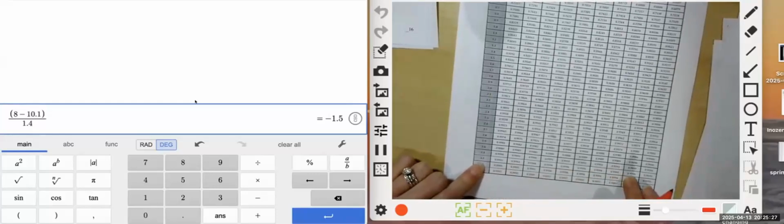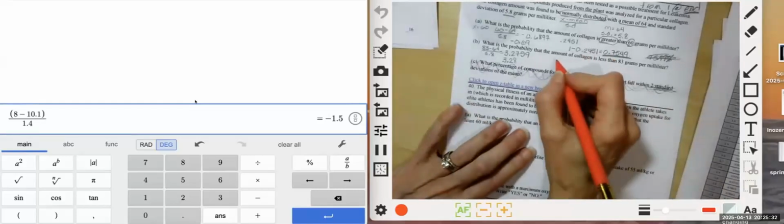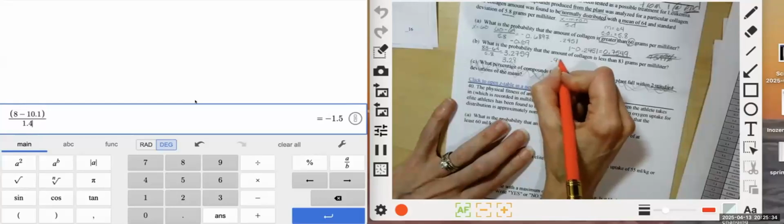all the way over, 0.9995. Do I subtract this one from 1? No. Why not? Because it's less than, and that's what the table gives us. Exactly. Are you guys getting good with that? I hope so. Okay.